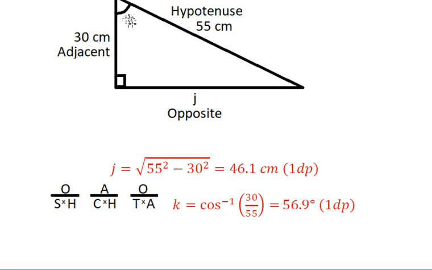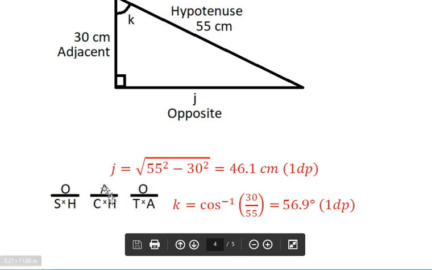Now this is an unknown angle, so we will use the inverse sine, inverse cos, or inverse tan. So which one are we going to use? We've got A for adjacent and H for hypotenuse, because the opposite is irrelevant to us. J is not something we're trying to find, or it's not given to us. So we just leave it blank. We've just got A and H. Which one is A and H?